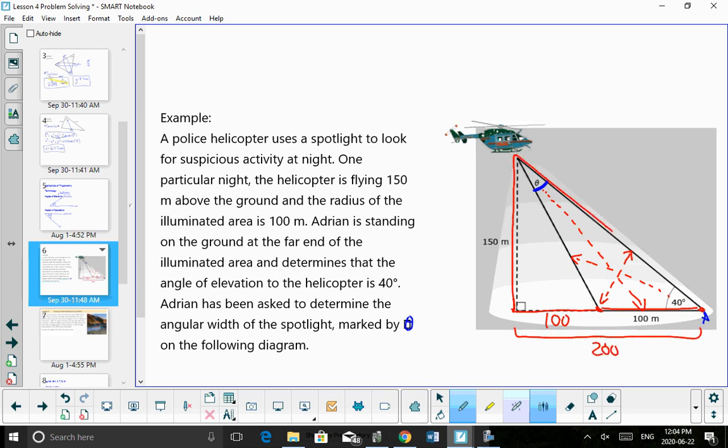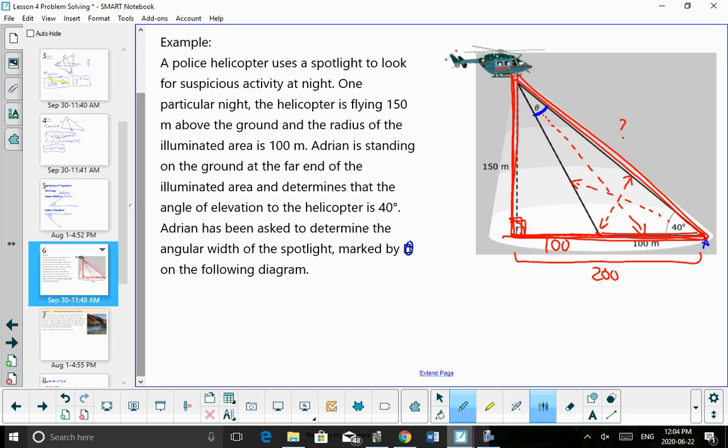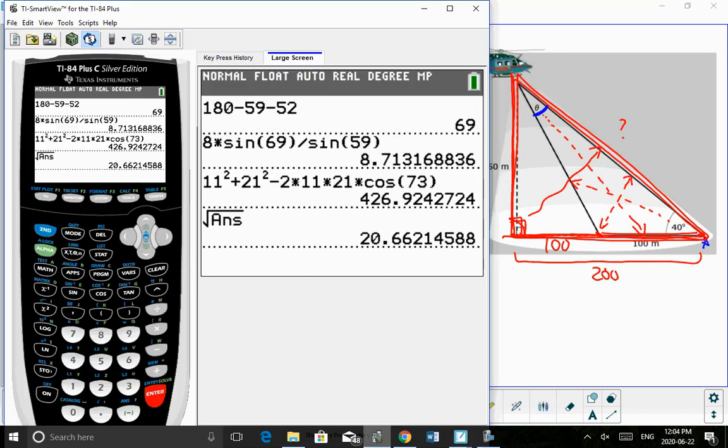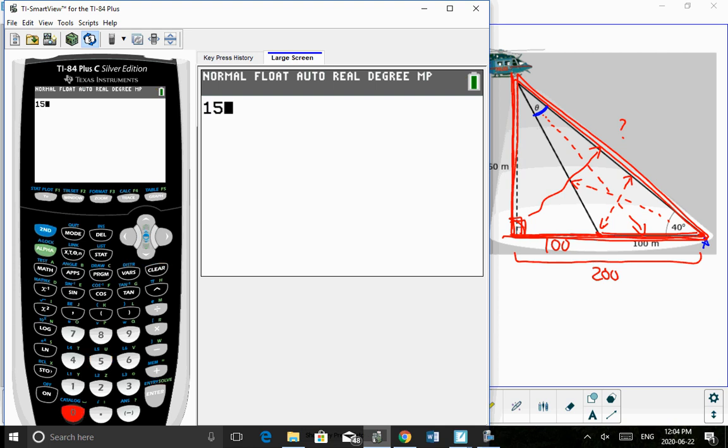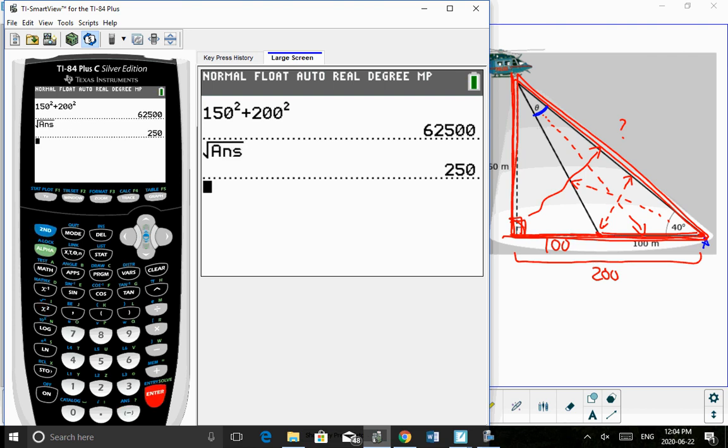So now I have this huge triangle here. Notice it's a right angle triangle. So I know this is 150. I know this is 200. I can find that side length using Pythagoras. Now it's across from the box, so it's the hypotenuse. So I'm going to plug this in on my calculator, and then I'm going to square root to get out the hypotenuse. So the hypotenuse is 250.